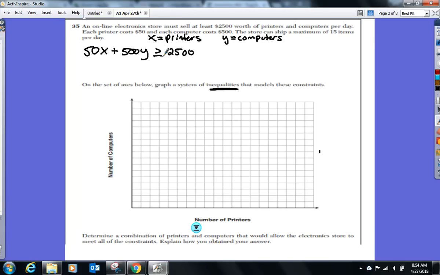But they said a system, so that means I need one more equation. So where's that other equation going to come from? They have to sell a max of 15 items. Maximum 15.